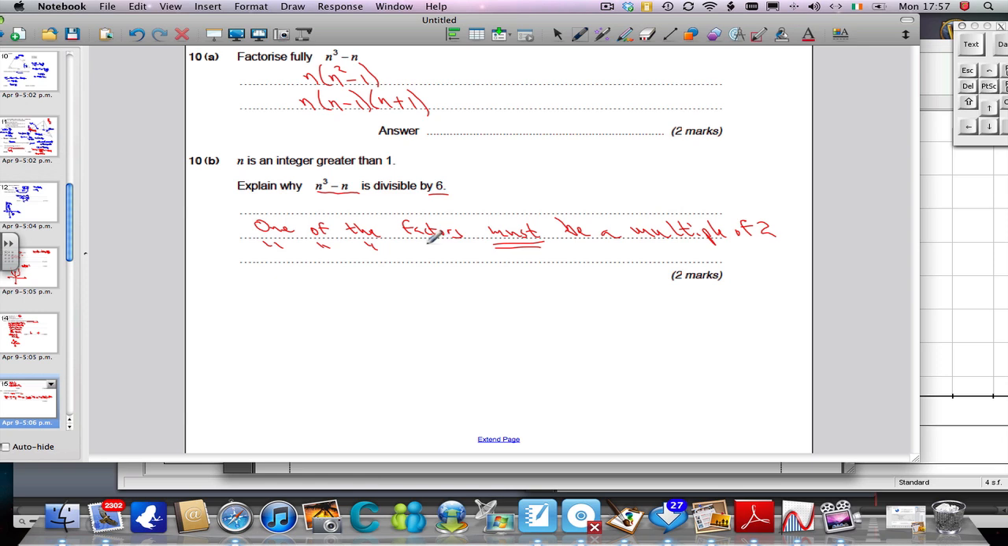One of the factors must be a multiple of 3, and 2 times 3 equals 6. So we've got a multiple of 2 in there somewhere. It doesn't matter which one it is. One of them has to be a multiple of 2. One of them also must be a multiple of 3. And a multiple of 2 times a multiple of 3 must be a multiple of 6.